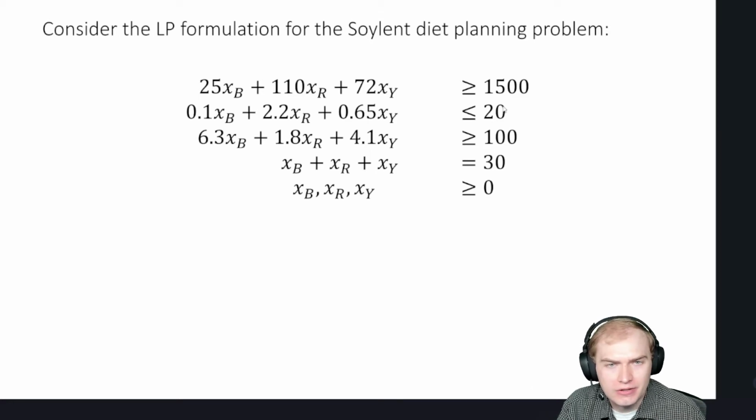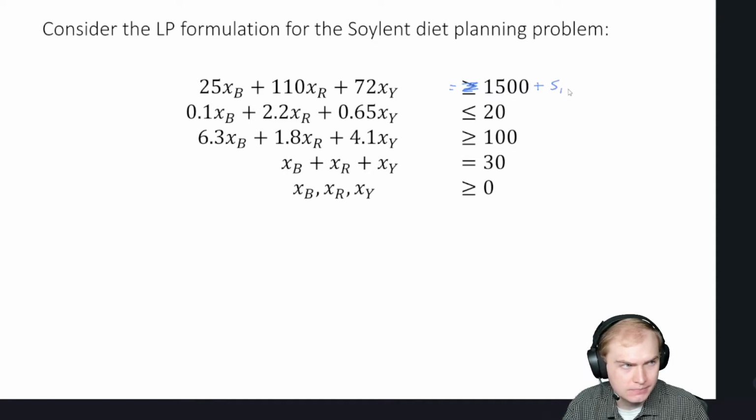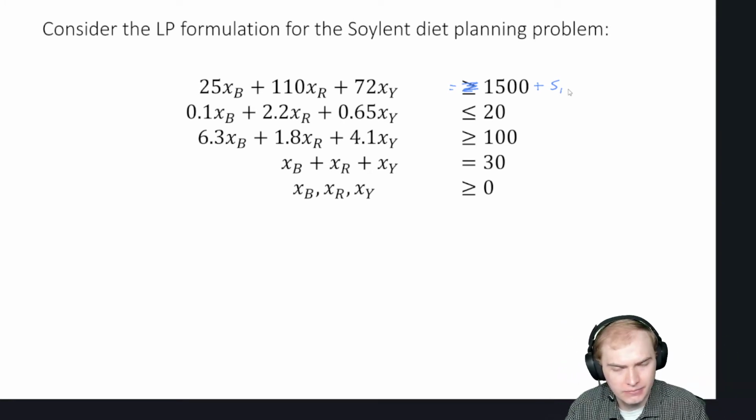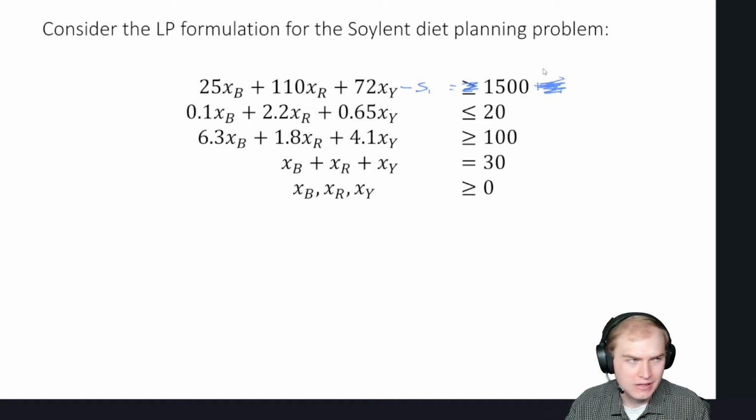So this is a greater than or equal to. So what we want is to be able to increase the right-hand side. The left-hand side can be as big as it wants, but no smaller than 1500. But instead of putting our slack on the right-hand side, it's more useful to put it on the left. So we subtract it over, and we have a minus S1 equals 1500.